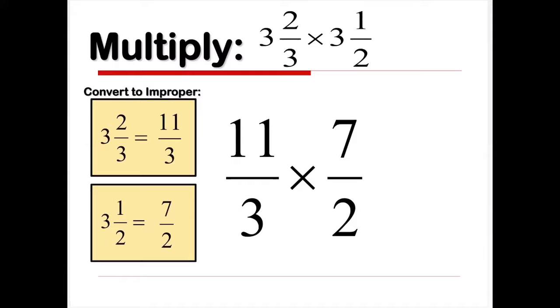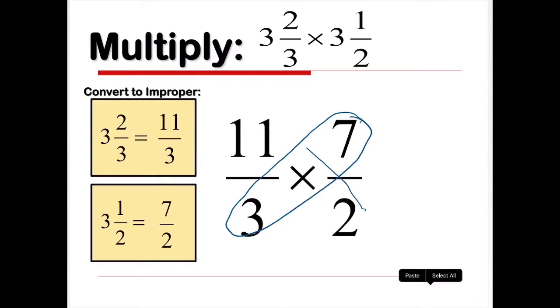Okay, so now we have our problem. We have 11/3 times 7 halves. And what we're going to do is look for any cross-canceling that we can possibly do. That's not a bad habit to get into. Looking at 7 and 3 right there, are there any common factors between those two? No, not at all. Same thing for 11 and 2. There's no common factors there at all. So it's okay if we just multiply from left to right. So we've got 11 times 7, which is 77.